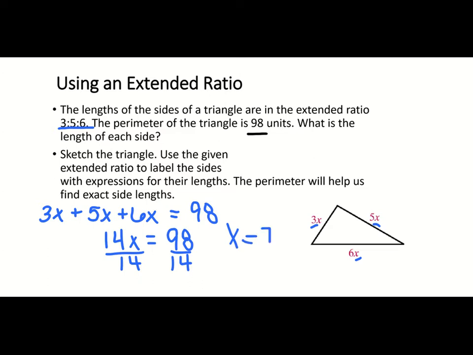7. So now we'll plug in our x for each value. We'll do 3 times 7, and we get 21. 5 times 7 will give us 35. And 6 times 7 will give us 42. And those will be the 3 side lengths of our triangle.